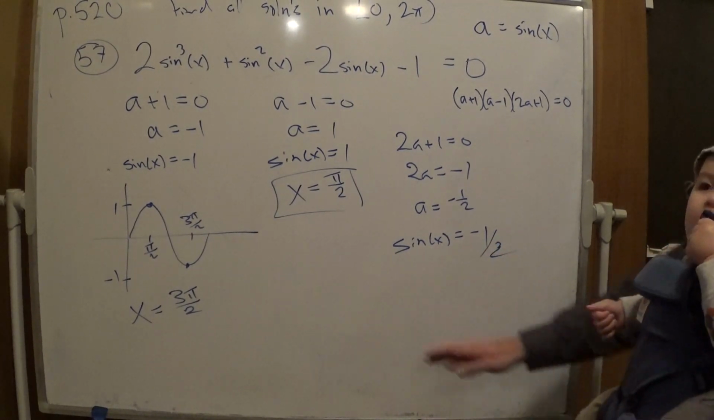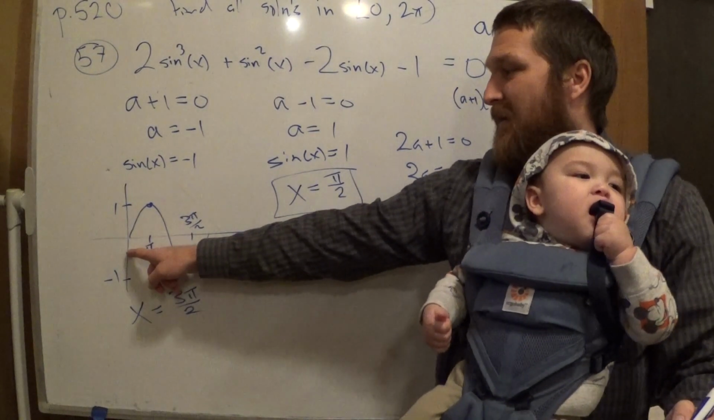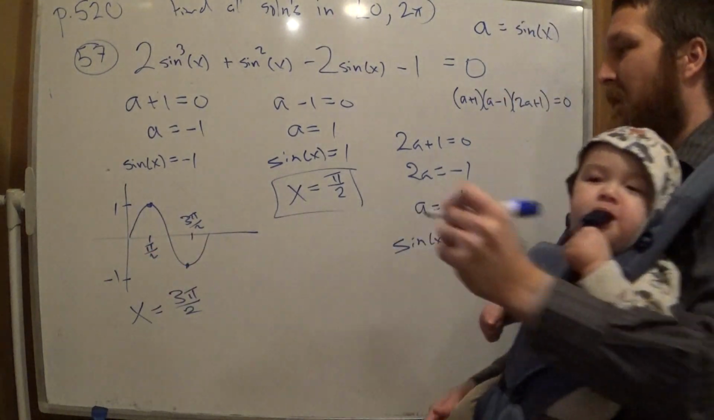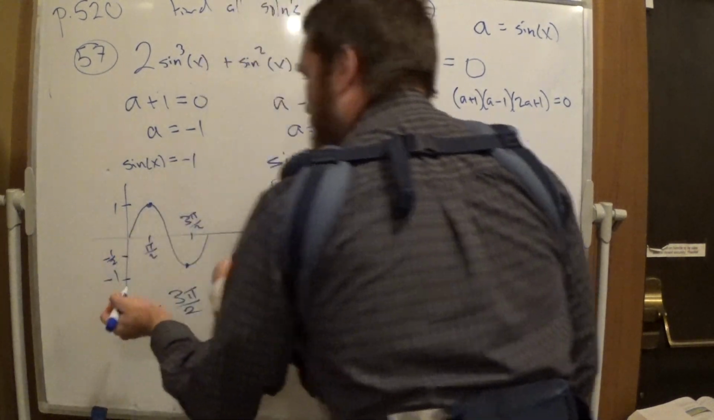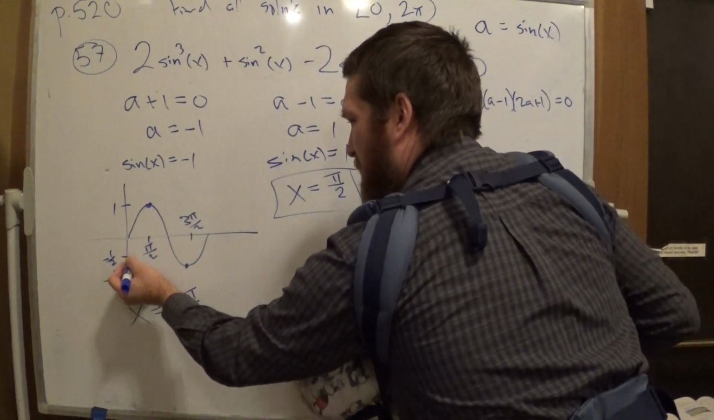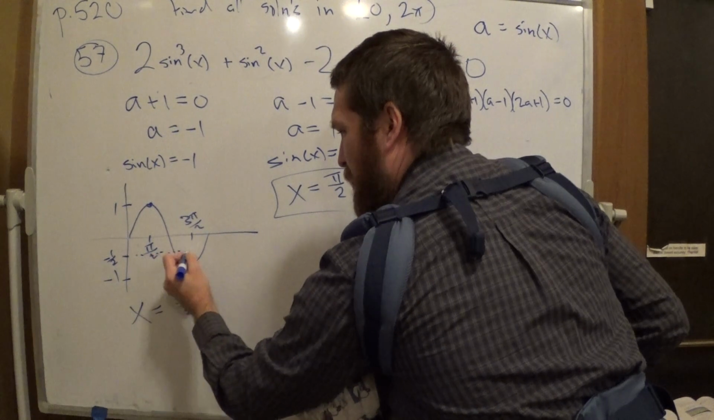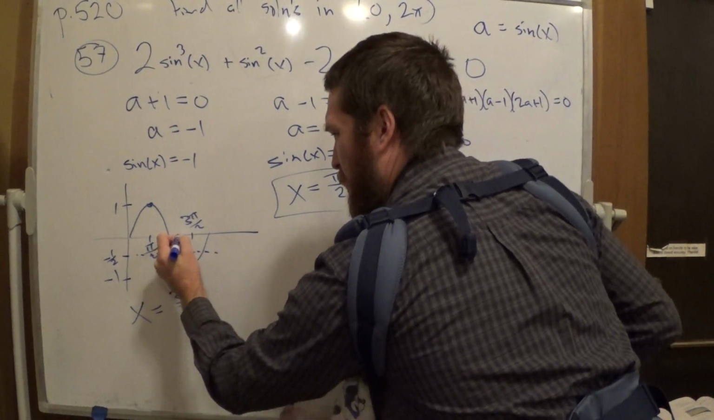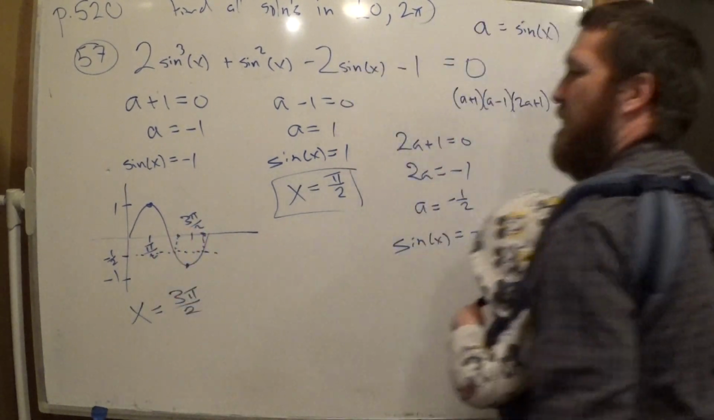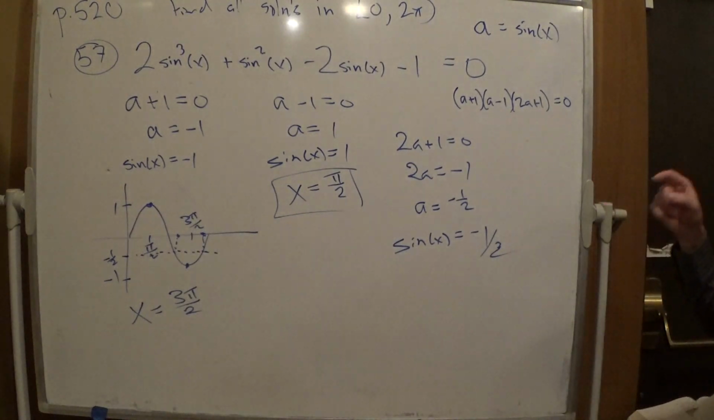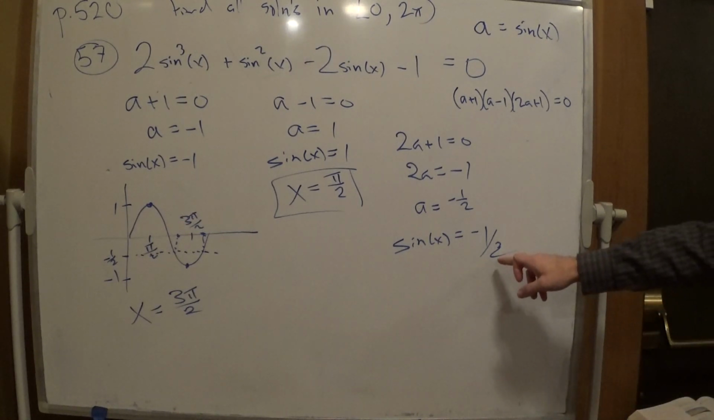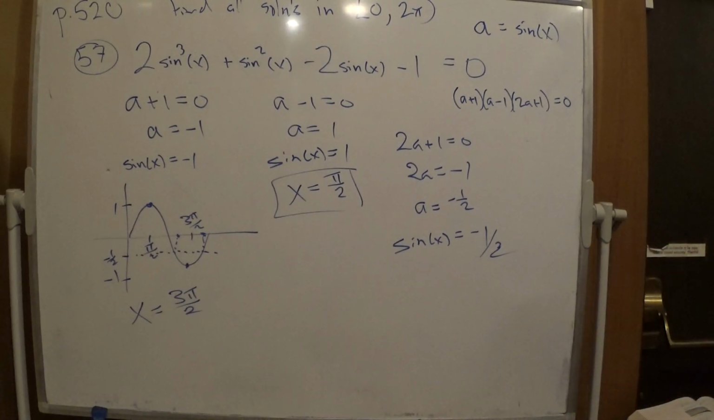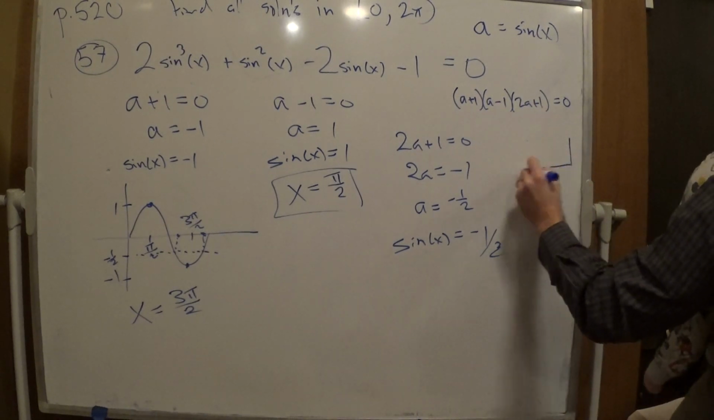Now I could see that we should get 2 answers. There's -1/2, and that's going to occur in 2 places. One here in which quadrant, and one here in which quadrant? In the 3rd and 4th. There you go, in the 3rd and 4th quadrants. And so, what triangle is going to give us sine 1/2? Pi over 6. Yes, exactly.